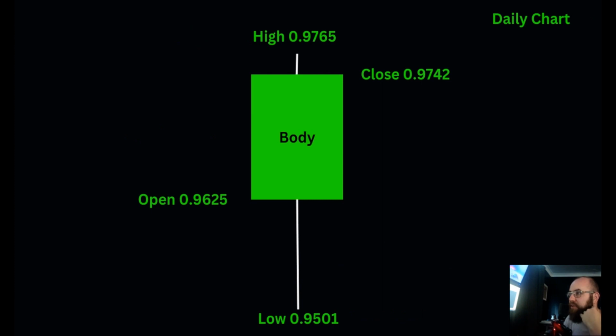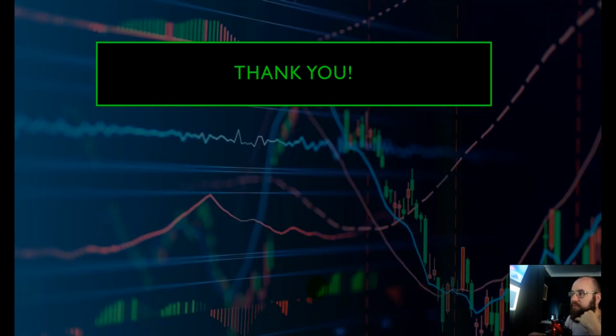So here's another example for you, with the opening price at 96.25. The closing price is higher, so it's a bullish candle. The open price is at the bottom, the closing price is at the top, 97.42. We have a high up here and a low down here.